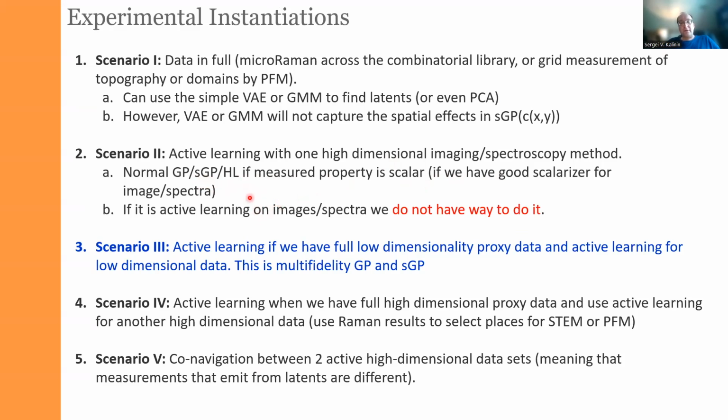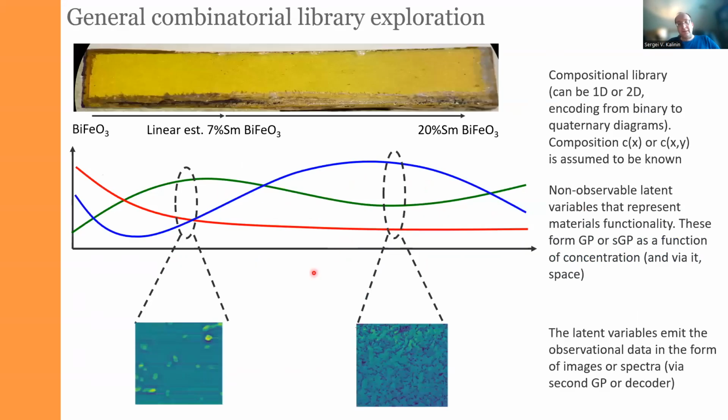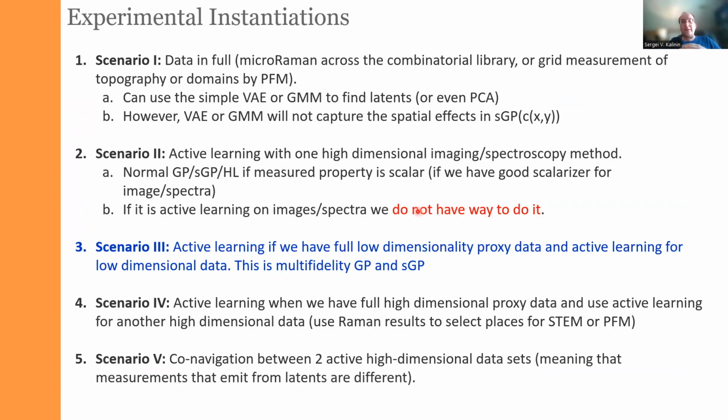So if we have active learning on imaging those spectra, that's interestingly the problem for which we don't have the mathematical tool yet, because in this case we need to emit a high-dimensional observation from the low-dimensional space. If the space does not have any structure, this would be called the latent variable Gaussian model, which allows us to do that. If there is a spatial correlation that we need to learn, then we need to somehow combine the latent variable Gaussian model with the structured Gaussian process in space. So that's something that still needs to be done.